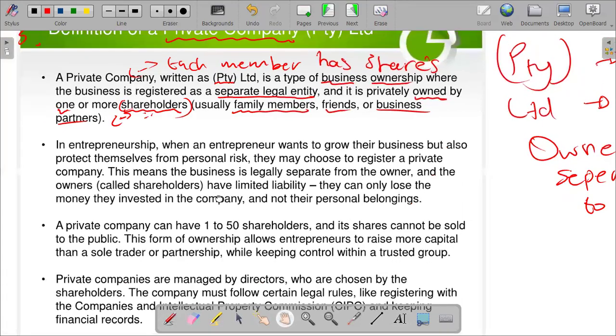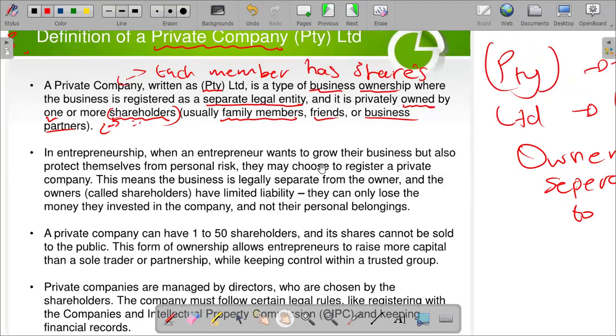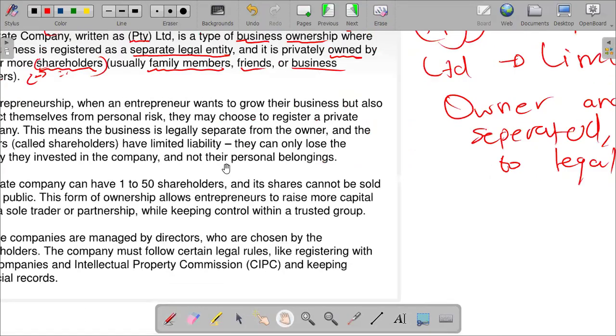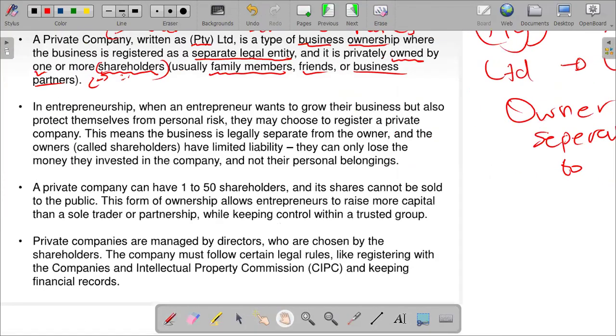Moving along, in entrepreneurship, when an entrepreneur wants to grow their business but also protect themselves from personal risk, what does this mean? I want you to take this sentence. When an entrepreneur wants to grow the business, so we want to upscale our business, but we don't want to lose our own money. We don't want to lose our personal risk.